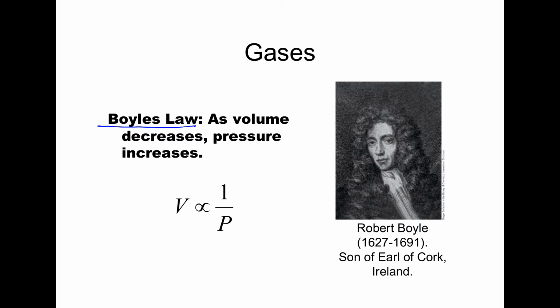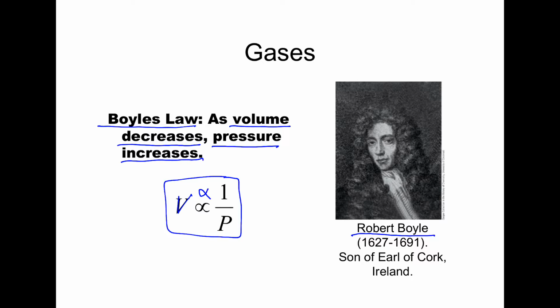And Boyle's law was found by Robert Boyle, who is actually the son of the Earl of Cork. And so one of the things he did in his spare time was study gases. And what he found is that as the volume of a gas decreases, so basically as you're squeezing the gas, as you're making its volume smaller, the pressure of the gas is going to increase. And when that happens, the mathematical relationship looks something like this, that volume is proportional, so the symbol is proportional, to 1 over the pressure.